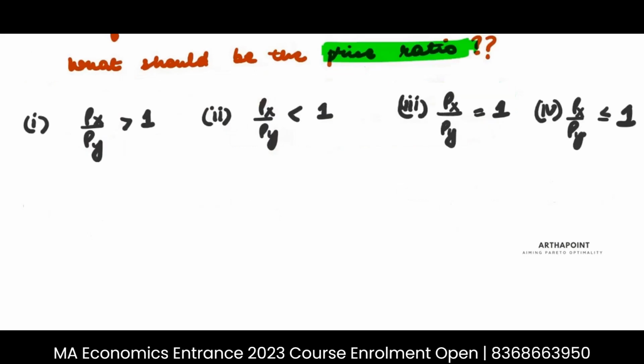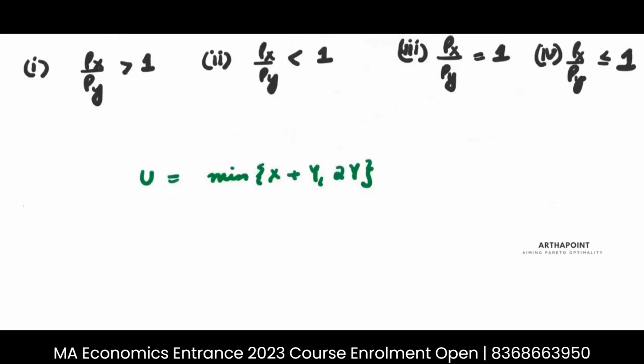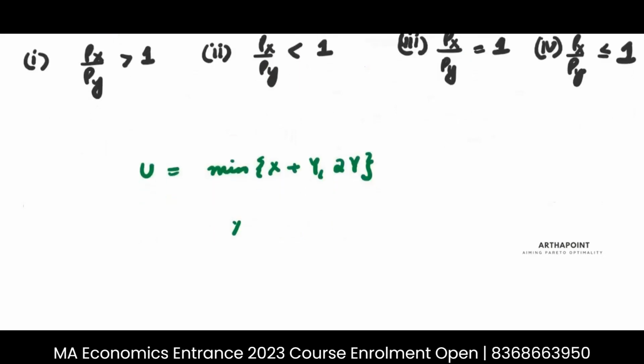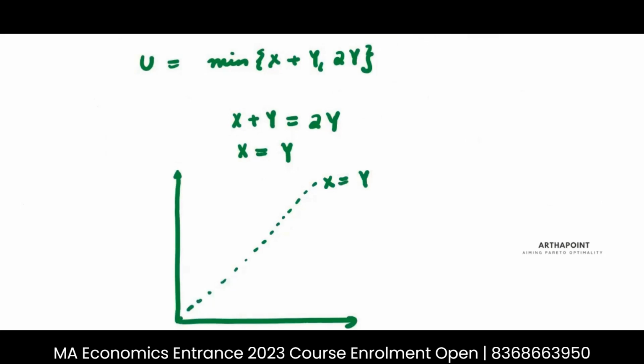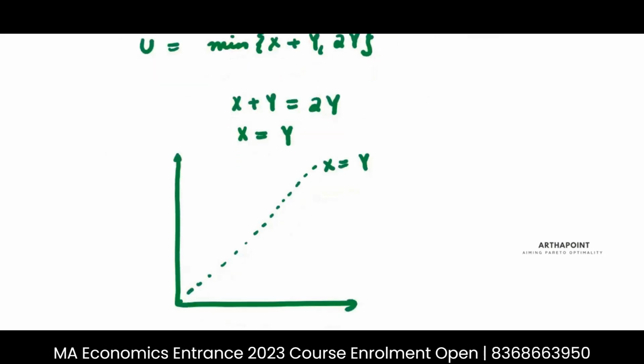So let's start. My utility function is min of x plus y, comma 2y. Now, whatever comes inside the utility function, you equate that. So you will say x plus y is equal to 2y. So your x is equal to y, which means that this is the line of kink. This is x is equal to y. Then we have to see the remaining things.